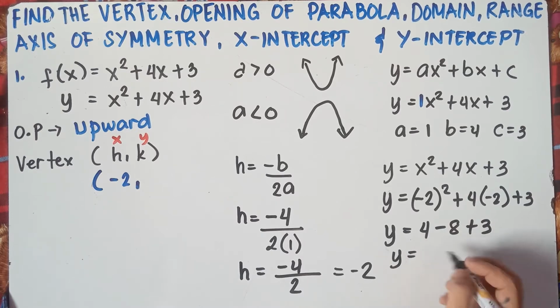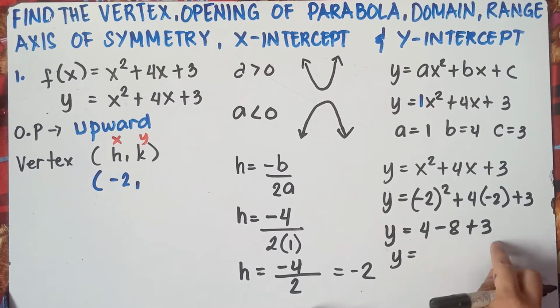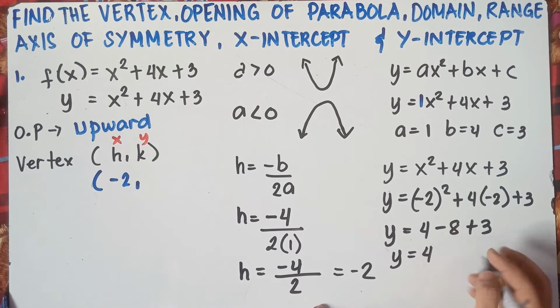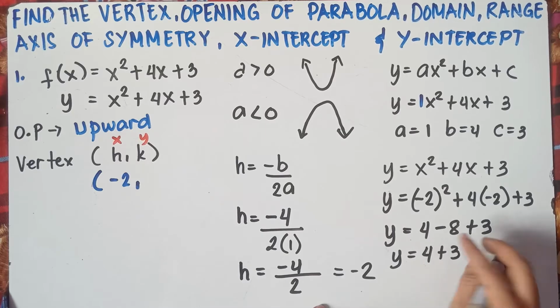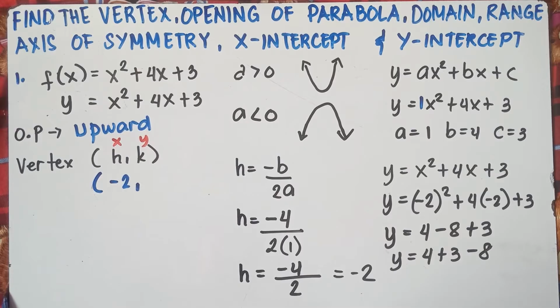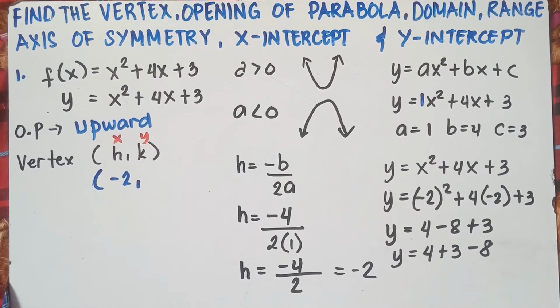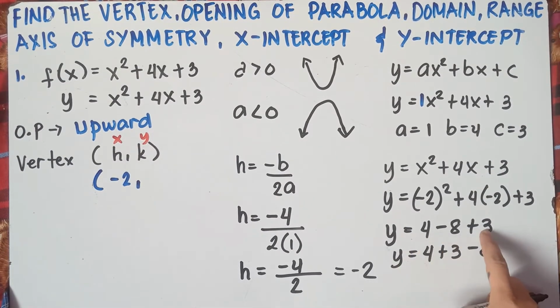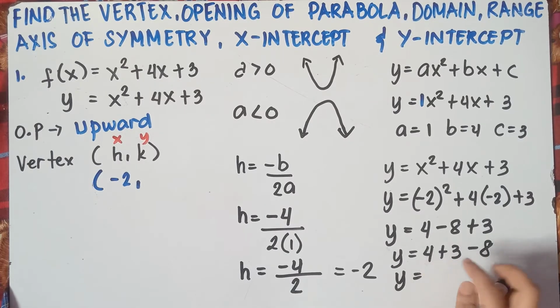If you're confused with unlike signs, class, so that you will not be confused, we need to arrange. Let's arrange: we have positive 4, then positive 3, then negative 8. So y equals 4 plus 3, that is 7, minus 8.